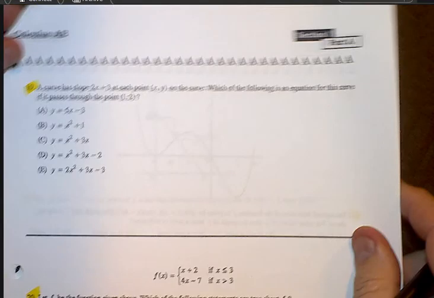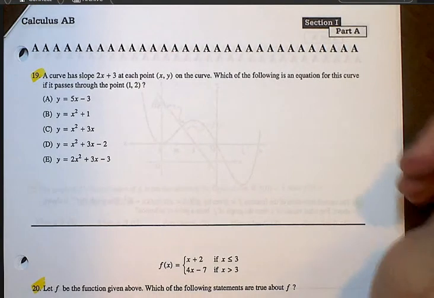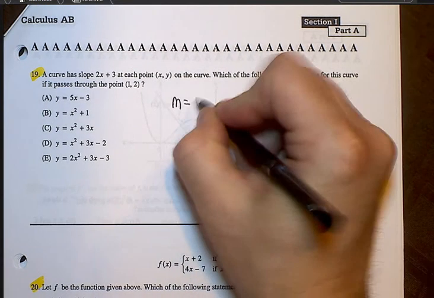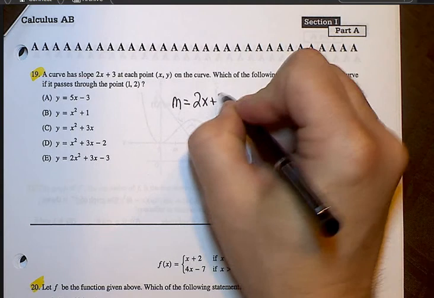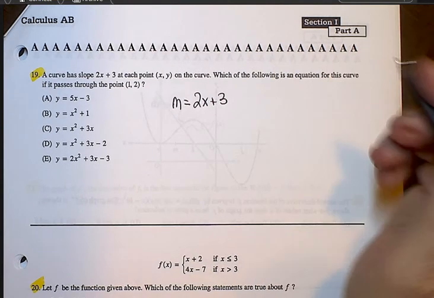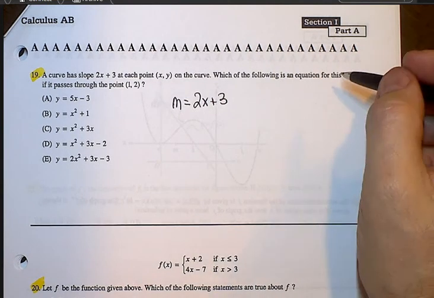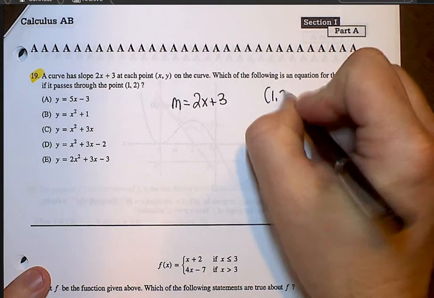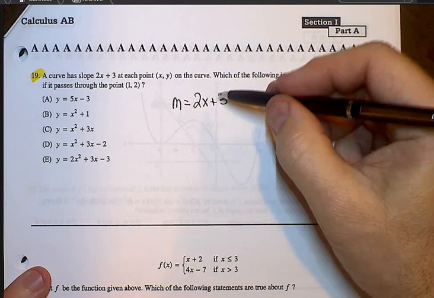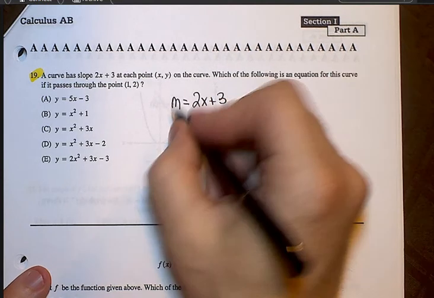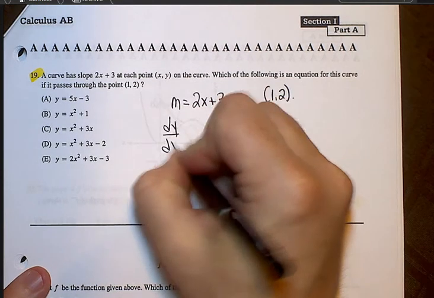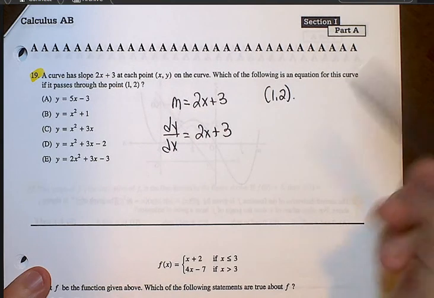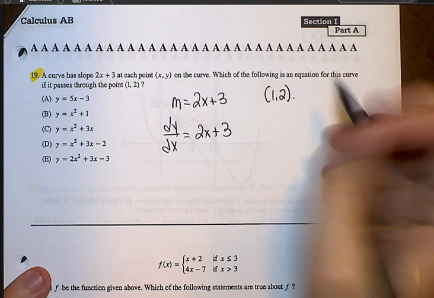19 says we have a curve with a slope. So we have the slope of a curve as 2x plus 3 for each x, y on the curve. Which of the following is the equation of the curve if it passes through the point (1, 2)? So the curve passes through the point (1, 2), and we're given the slope. What we're supposed to remember is that the slope is basically the derivative. So if I want to find out what the curve was, I need to integrate.